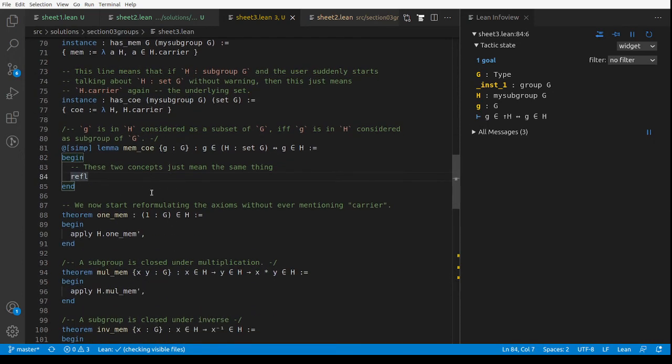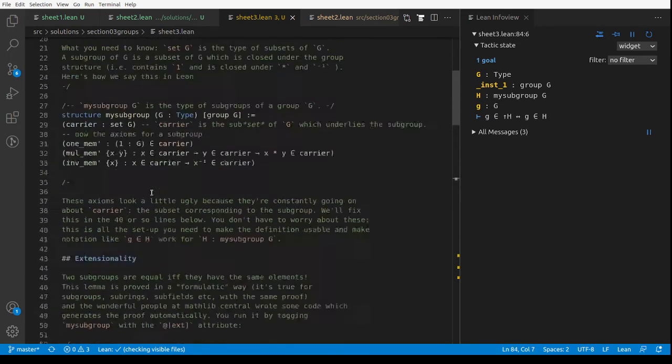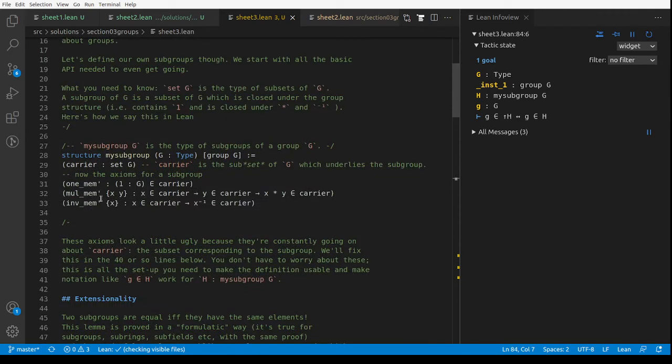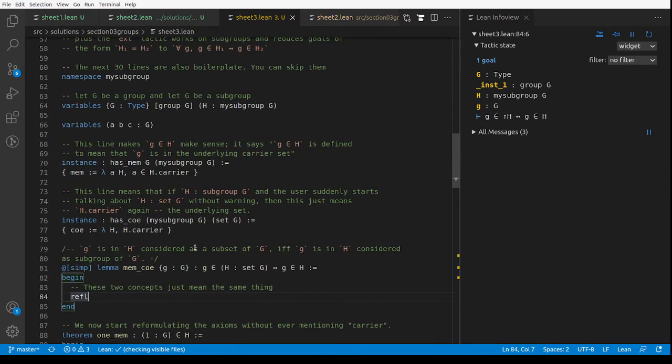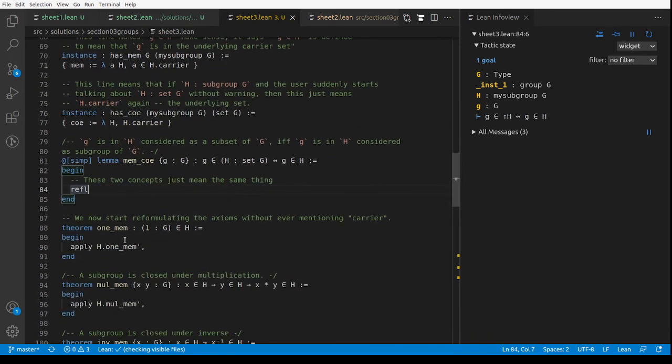And now finally, the last bit of boilerplate. Remember I had these one mem primed, mul mem primed, and inv mem primed, because all of these things mention carriers. So we're trying to move away from carriers completely. You see this simple lemma here says G is in H's carrier if and only if G is in H. And if the simplifier ever sees G is in some carrier, it will just simplify it away and write G is in H. So this is what's going on here.